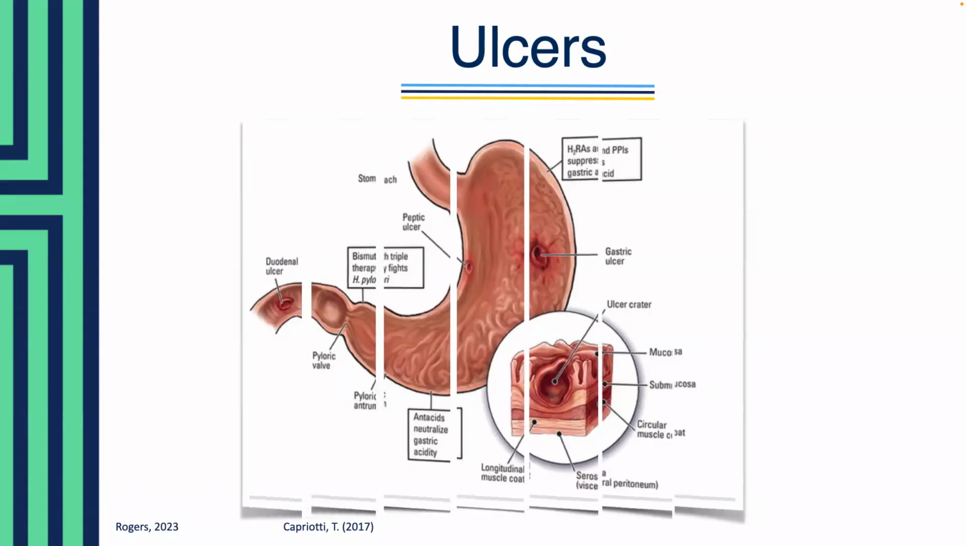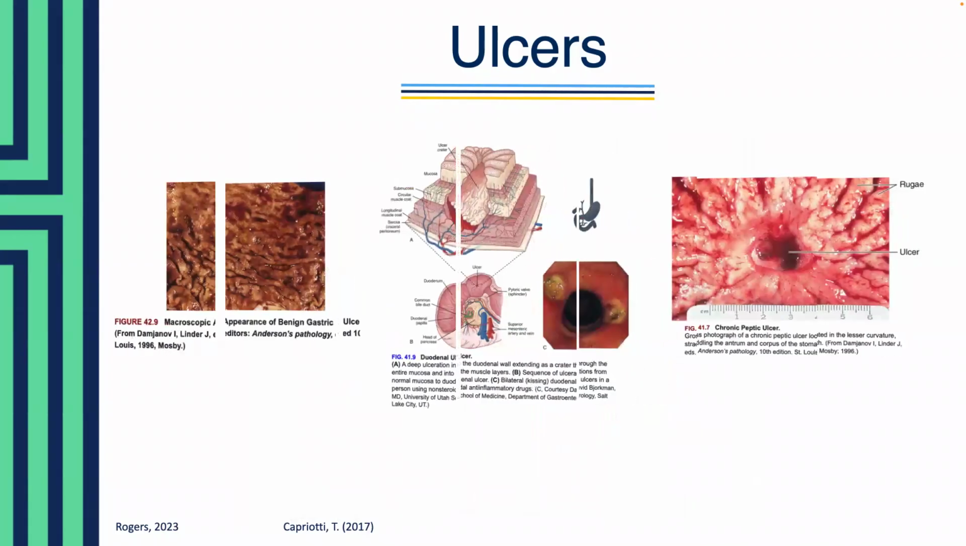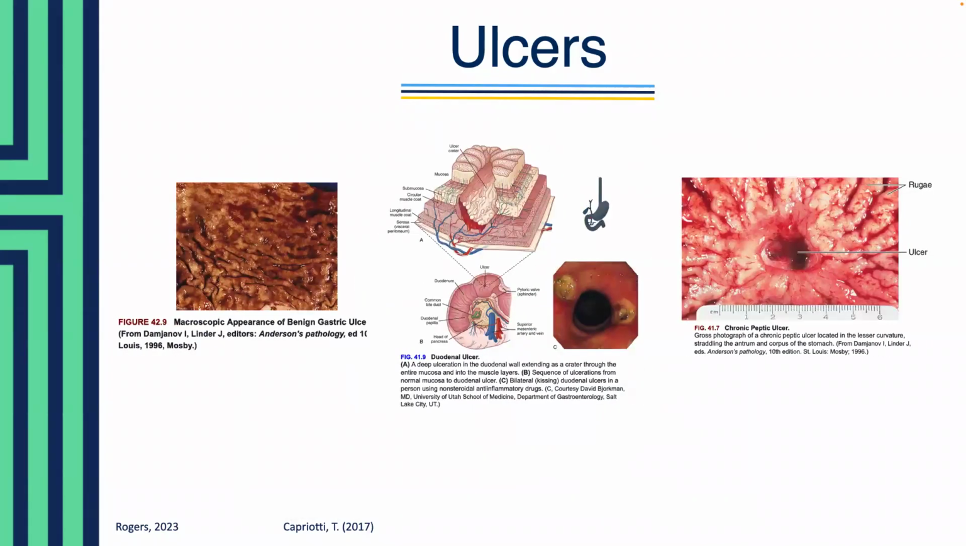All right, this image shows different types of ulcers. In this figure, there's a couple of them from the book. Figure 42.9 shows the appearance of a benign gastric ulcer. Then you have 41.9, which is the duodenal ulcer. And then 41.7, which shows you an example of a chronic peptic ulcer as well.